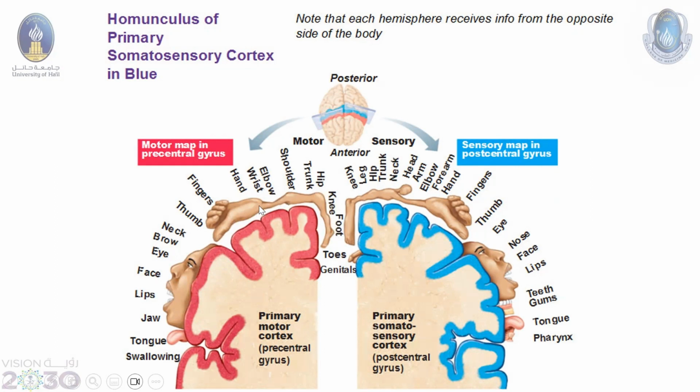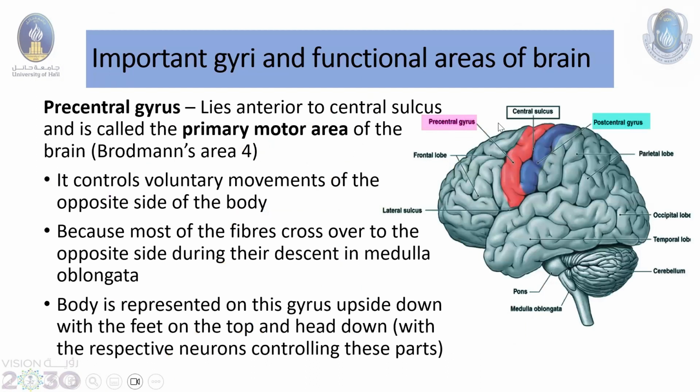This is how the body is represented, and these different parts in the cerebral cortex will be controlling the different parts of the body. This part will be controlling the face, this will be the upper limb, and here on the medial side will be the lower limb. So this is how the body is represented on the cerebral cortex in the motor area.